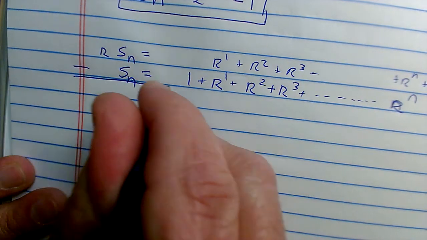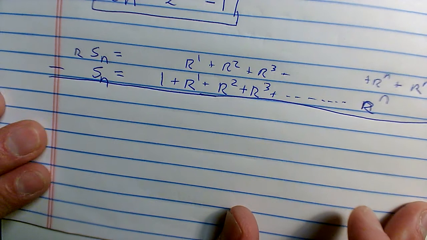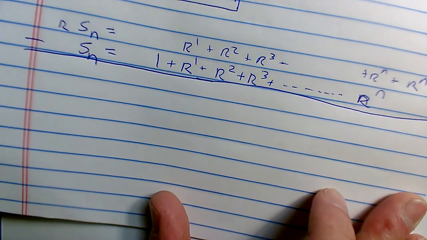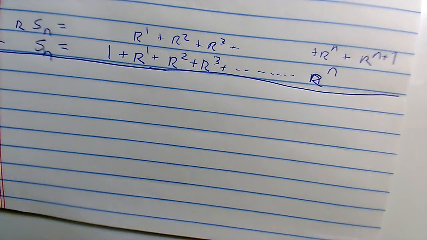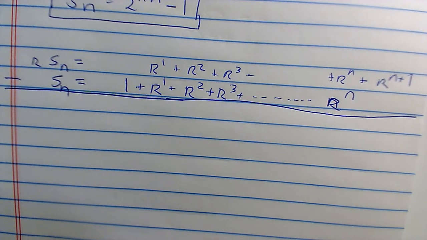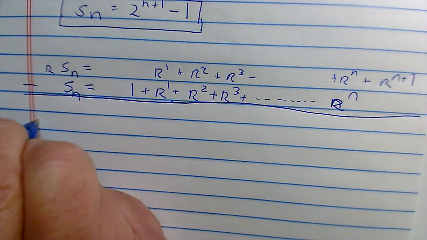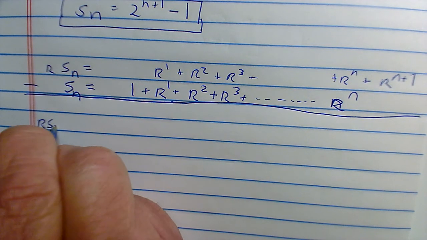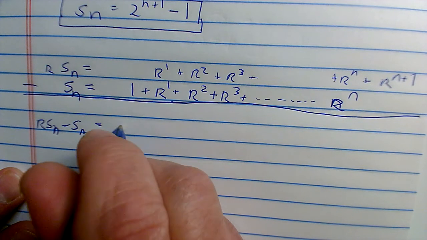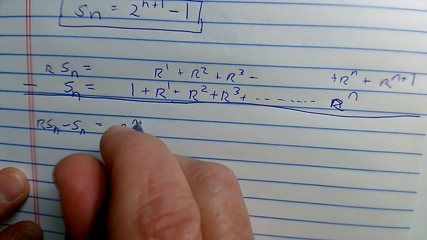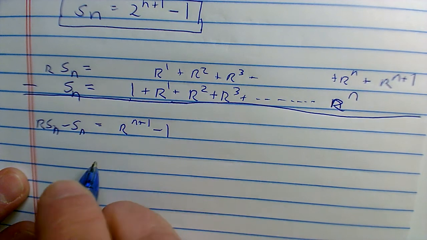If I subtract these now, I've got to make sure you can see it's one more. Yes, there's one more. I'm going to subtract these. So what I have is r times s sub n minus s sub n. Here I have r to the n plus 1 minus 1.